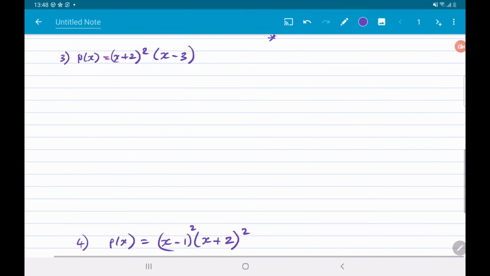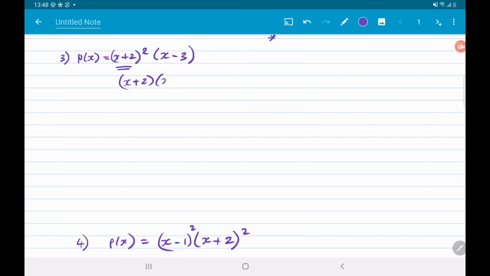In this example, notice we have two factors here which are the same. If you like, we can write them out: x plus 2, x plus 2, x minus 3. Okay, so if we let p(x) equal 0, this would be 0. So what would be our x-intercepts then? We'll get minus 2, and this one again minus 2. This is your repeated root. And this one would give you 3.